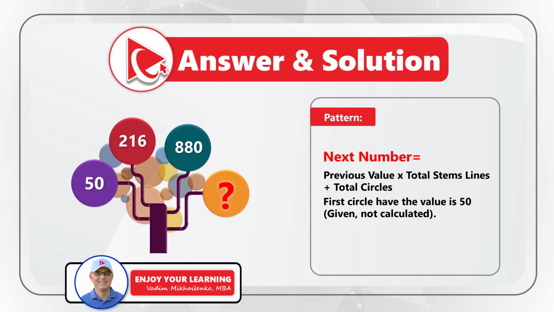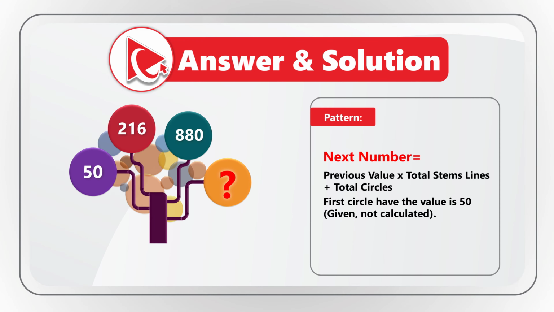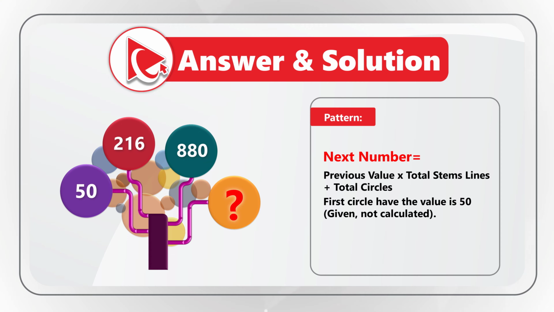The second number, though, is calculated as the previous number 50 multiplied by 4 plus 16, and the result of this is 216. The third number is calculated as 216 multiplied by 4 plus 16 and equals 880. Now you might be wondering what is 4 and where it came from and what is 16. The 4 is the number of stem lines in this structure. Let's count them. 1, 2, 3, and 4. And 16 is the total number of circles.